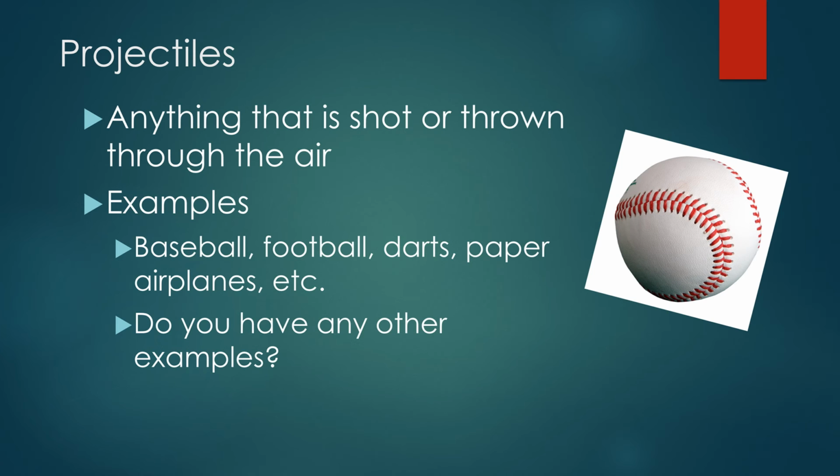I'm going to try to make it quick and easy for you guys so you can relax and enjoy the week off. So we're going to be talking about projectiles today. Basically, a projectile is anything that is shot or thrown through the air. It could be a baseball, it could be a bullet, it could be a person, if you're being thrown through the air. Football, darts, paper airplanes. I want you guys to think of some examples of other types of projectiles, things that are shot or thrown or fly through the air, and just think about them. We'll go into the next slide now.